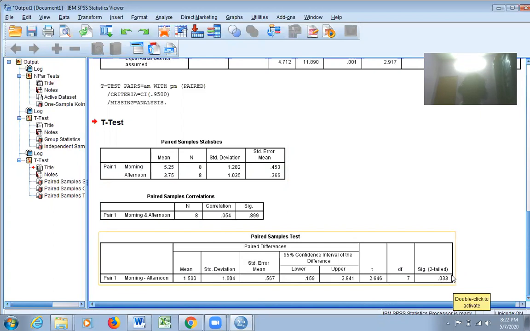It means that the sig value is less than 0.05. It means that the null hypothesis is rejected and the alternative hypothesis is accepted. That means that there is a significant difference between the marks scored by students in the morning and in the afternoon. Fine. And here you can see you are 95% confident that the population mean may lie between 0.159 and 2.841.